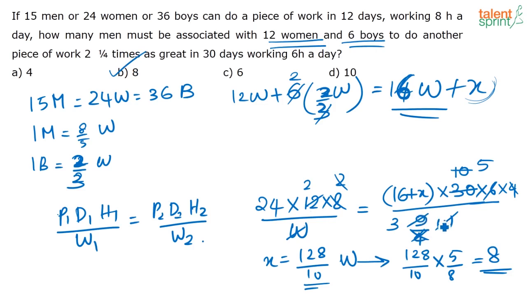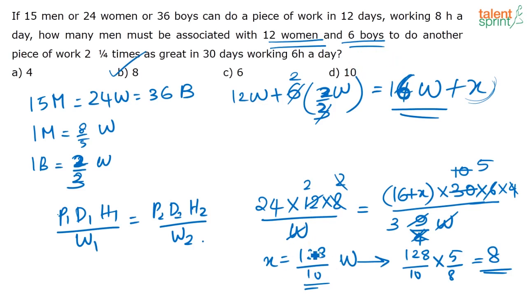So 9 by 4 times previous work W. So you are equating that, you get the value of X as 128 by 10. So what does that mean? Now there are 16 women plus X women, that X is nothing but 128 by 10. This 16 women accounts for the 12 women plus the 6 boys. Okay, so that is accounted for as 16.